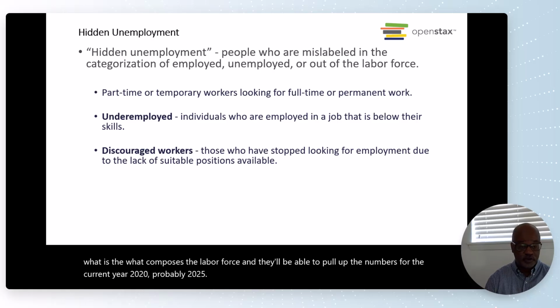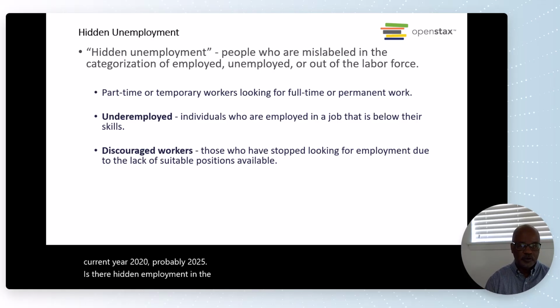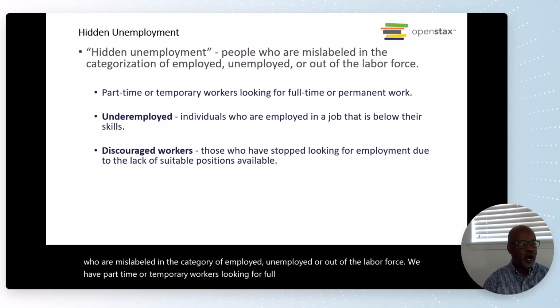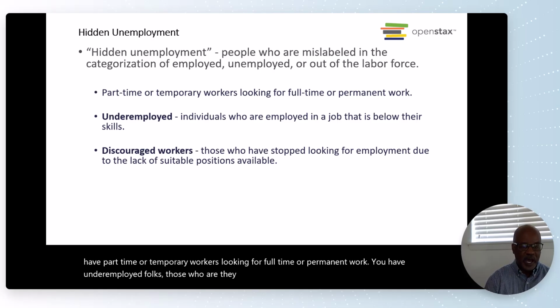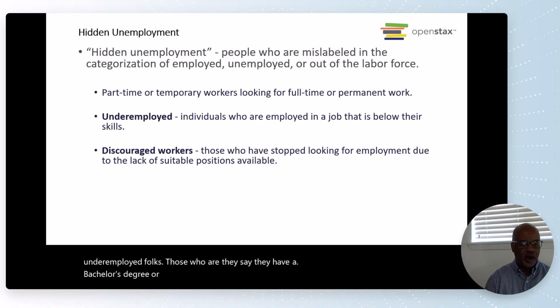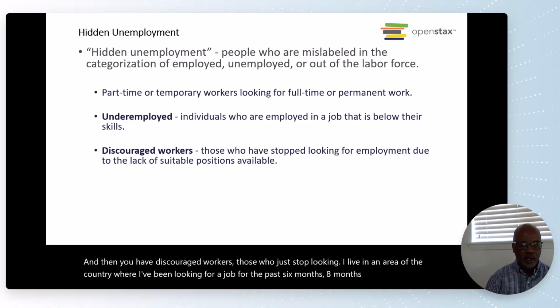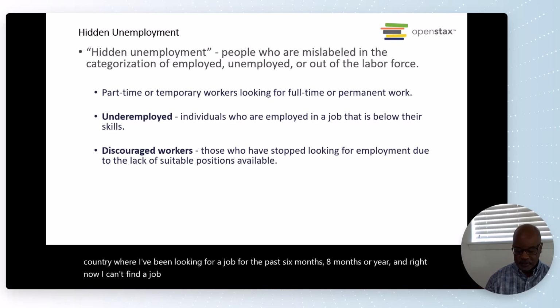Is there hidden unemployment in the country? Absolutely. So hidden unemployment is people who are mislabeled in the category of employed, unemployed, or out of the labor force. We have part-time or temporary workers looking for full-time or permanent work. You have underemployed folks, those who say they have a bachelor's degree or master's degree, but they're in a job that underuses those skills. And then you have discouraged workers, those who just stop looking. I live in an area of the country where I've been looking for a job for the past 6 months, 8 months, or a year, and right now I can't find a job, so I'm discouraged. I'll stop looking.